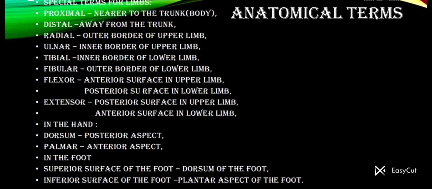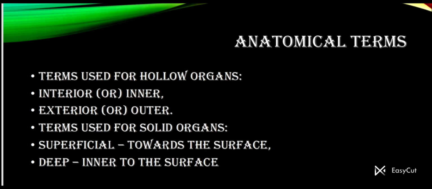Then we are going to discuss the special terms used for hollow organs. What do you mean by hollow organs? Any organs with a space inside are called hollow organs. For example, the heart is a hollow organ. Inside there is blood. One more example, urinary bladder, uterus, all these are hollow organs.